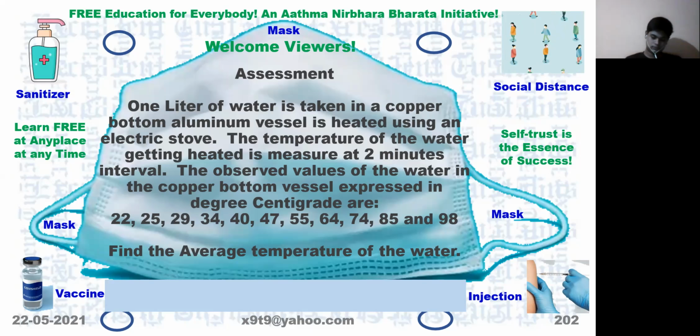Yes sir. What have you written? Let us read it. 1 liter of water is taken in a copper bottom aluminum vessel. It is heated using an electric stove. The temperature of water is measured at 2 minutes interval. The observed values of the water in the copper bottom vessel expressed in degrees centigrade are 22, 25, 29, 34, 40, 47, 55, 64, 74, 85 and 98.